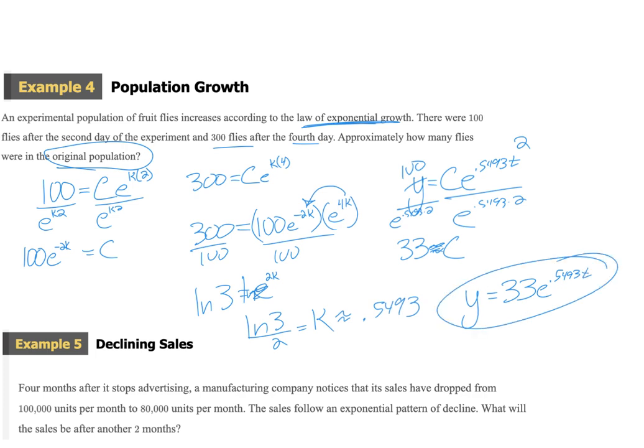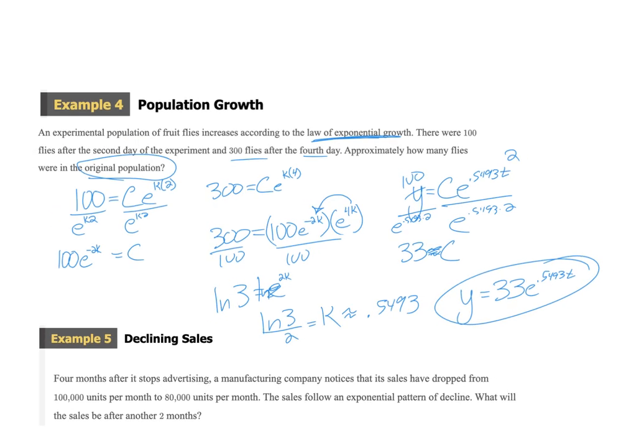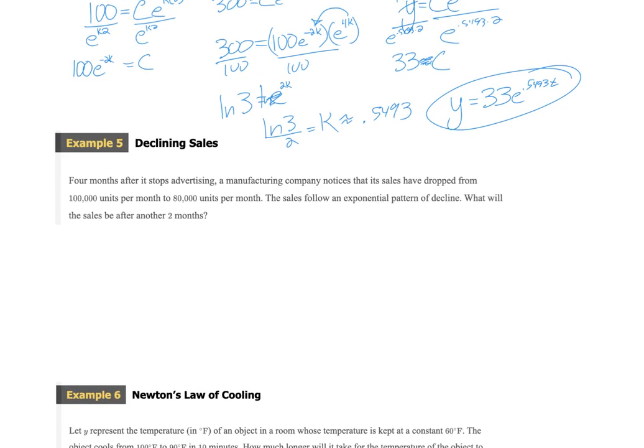There's the equation that represents this fruit fly population growth. Okay, example 5. 4 months after it stops advertising, a manufacturing company noticed that its sales have dropped from 100,000 units per month to 80,000 units per month. The sales follow an exponential pattern of decline. What will the sales be after another 2 months?